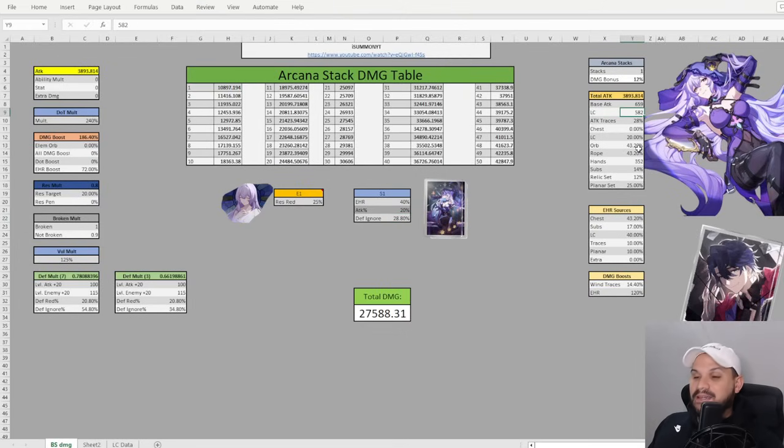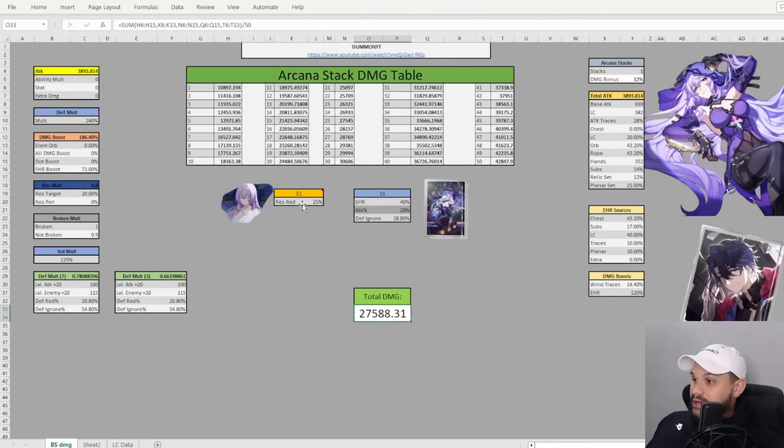We already added the flat attack increase and the 20% light cone increase for the attack, totaling 3893, pretty good, almost 4K. And then the defense ignore, I already added it down here for 54.8 and 34.8, and the total damage is 27,588. That is lower than the E1 by itself.